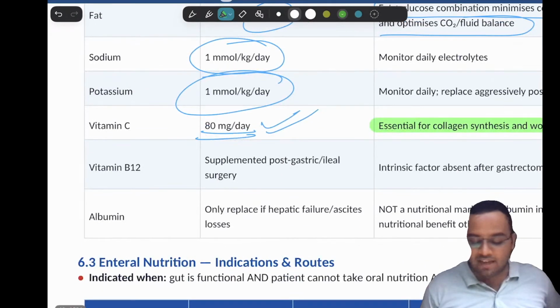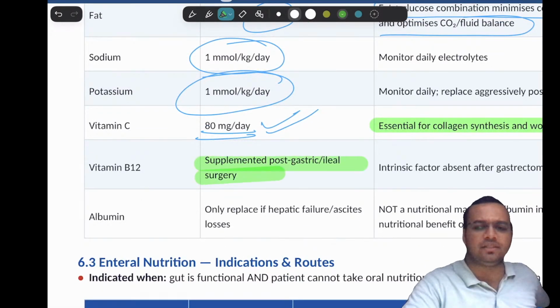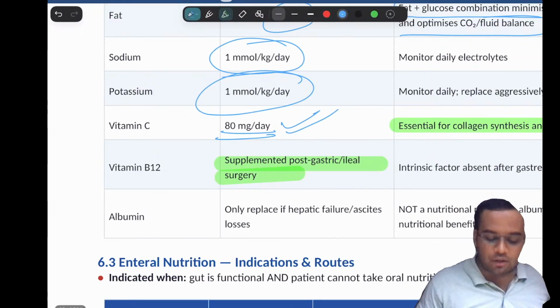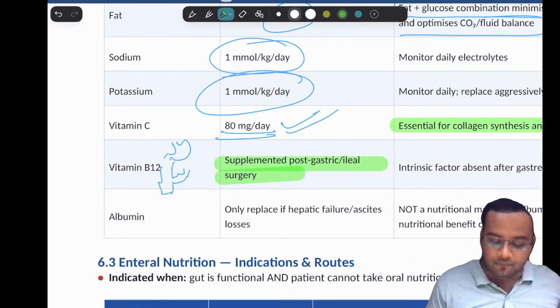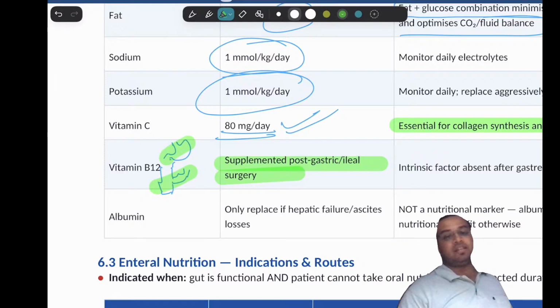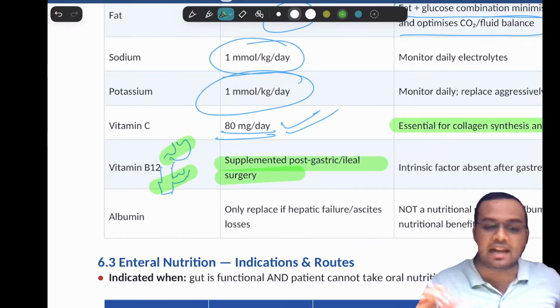and later on the patient might be shifted to oral vitamin C. B12, normal supplementation is not necessary, but if the patient is going to have gastric or ileal resection, that is the time you are going to give the patient B12 supplementation right after the surgery.